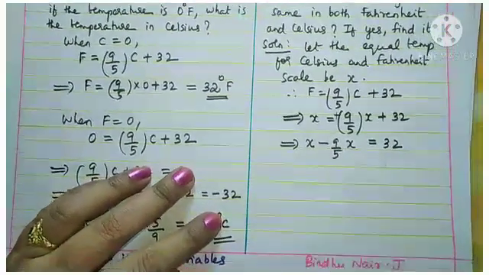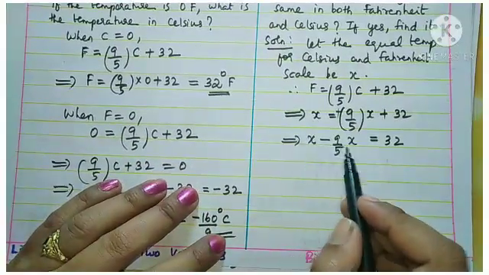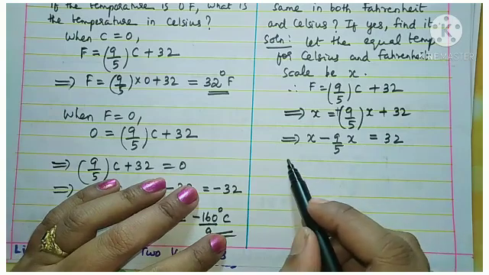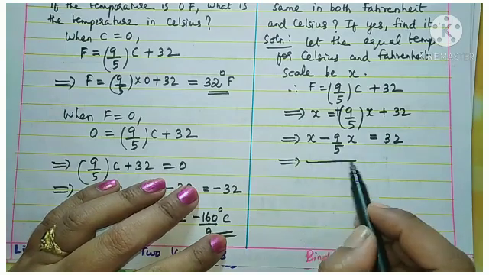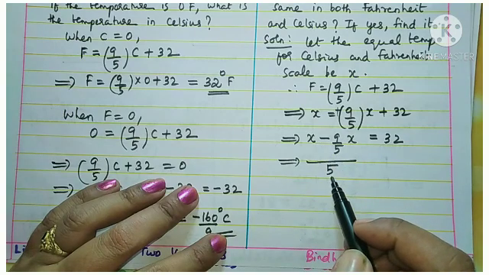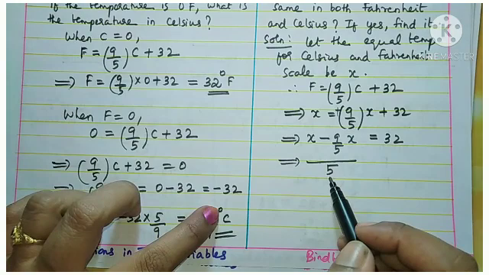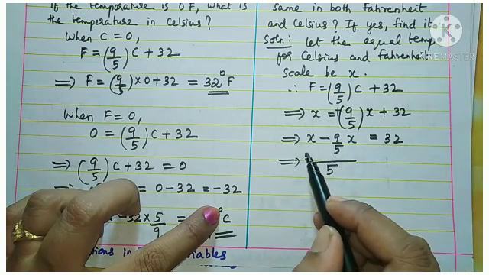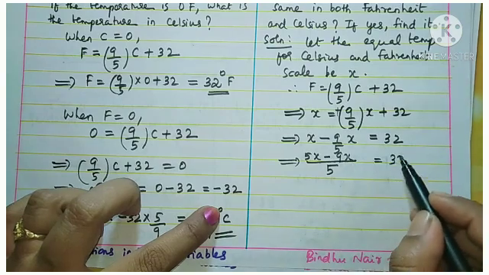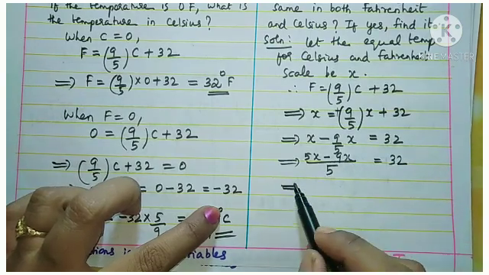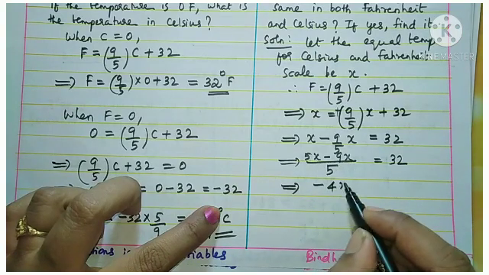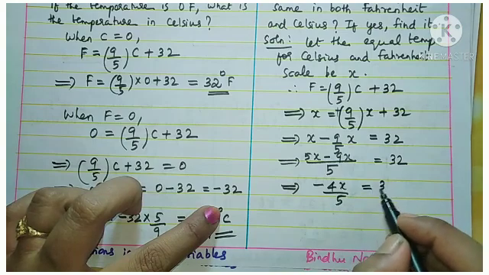Now you see they are similar terms and one is a fraction. So in order to subtract, we need to take the LCM. What is the LCM here? 5. A fraction and a number should always be calculated using the LCM. So 5 into x, 5x minus 9x, equal to 32. Now next step, solve the numerator. 5x minus 9x, what is that? Minus 4x by 5 equal to 32.